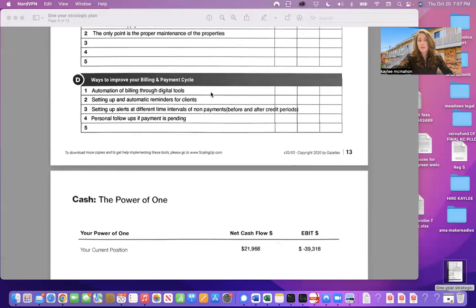Again, billing and payment cycle. So automation of billing through digital tools. We did that with cryptocurrency. We did that again with Stripe. We use that for payment for all of our events. So boom, boom, it's done. Sometimes you can pay through QR codes, again, automation. If we have our QuickBooks set up to where it auto pays certain bills on time, again, great way to do it.